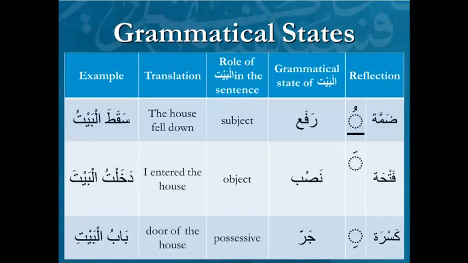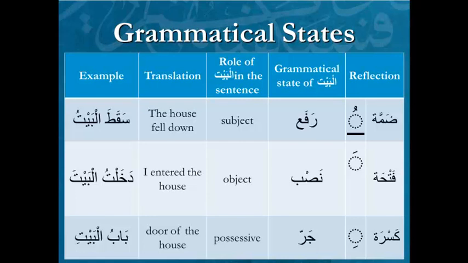You see this on the next screen. If I want to say the house fell, the word al-bayt means house. So saqat al-baytu, it has a particular ending, and that ending is a dhamma, and that dhamma is like a smile. So it's indicating rafa. If I say dakhaltu al-bayta, I entered the house, the word al-bayt has a different ending, and now it's object. Babul bayti, that's the possessive example, door of the house, and it has a different ending. So al-baytu, al-bayta, al-bayti, this is what it means to experience a grammatical state.